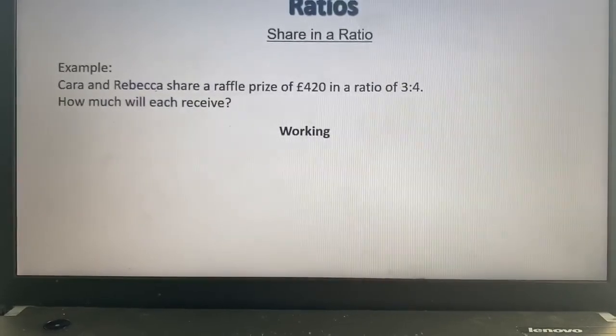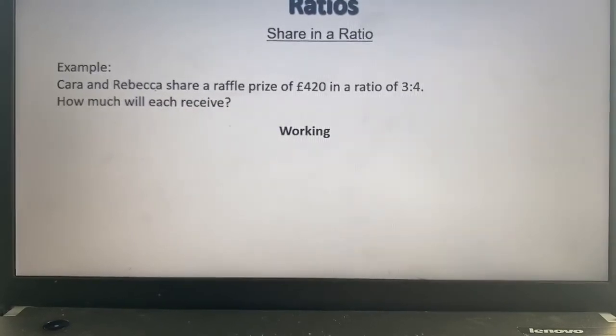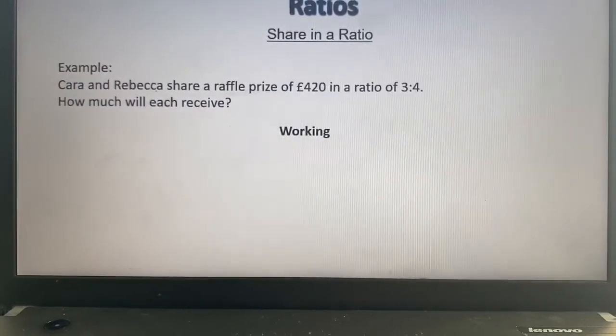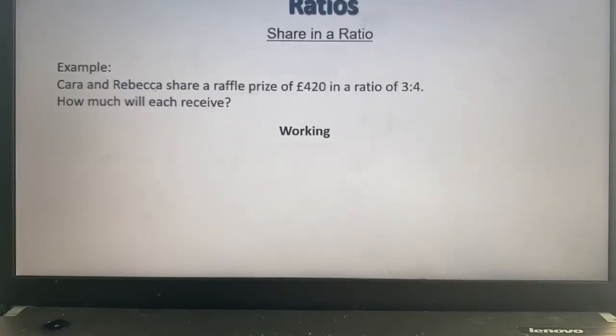So we've got Cara and Rebecca sharing a raffle prize of £420, but they're sharing it in a ratio of 3 to 4. So how much will each receive? So we've got to work out this £420 is the full amount, and it's been shared between 2 people, but not equally, they're not getting equal shares. Cara's having 3 of the shares and Rebecca's having 4 of the shares of the £420. So we've got to work out how much each person gets.